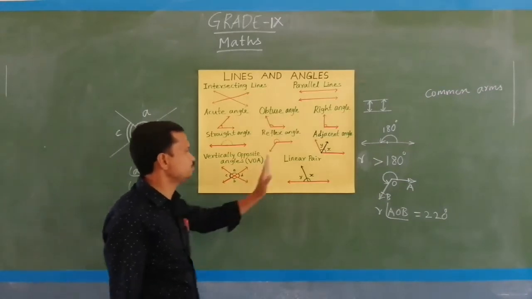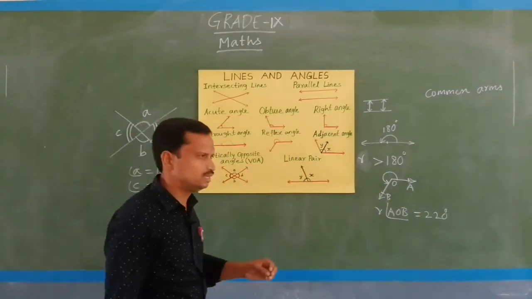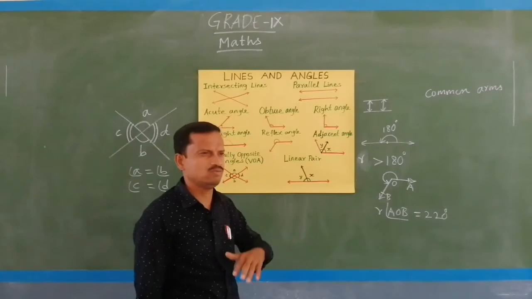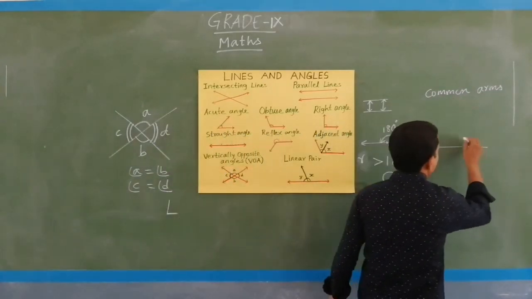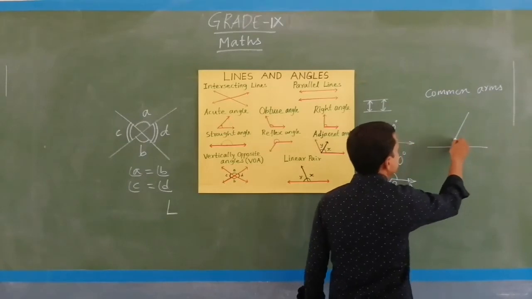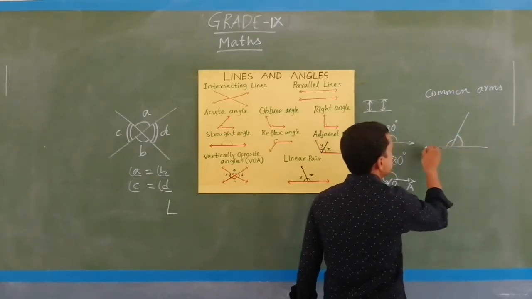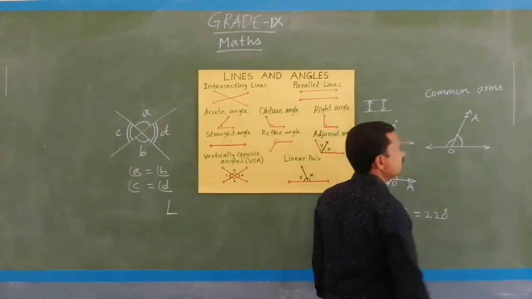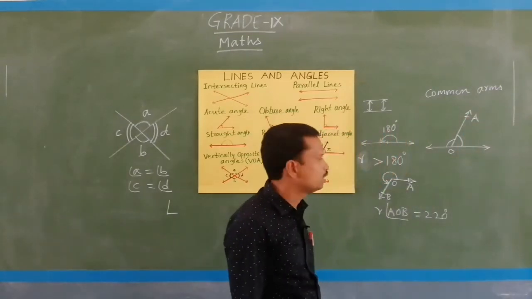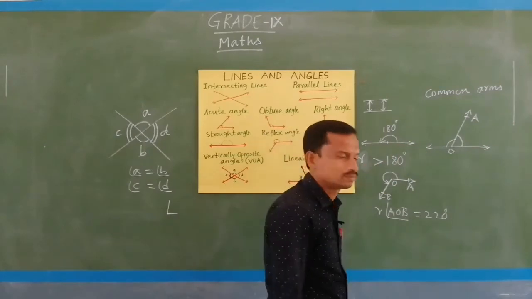And then linear pair. What linear means is a line: the pair of angles in a line. Simply, this one angle and this one angle. This is a straight line, and this OA you take as a ray standing on this line.